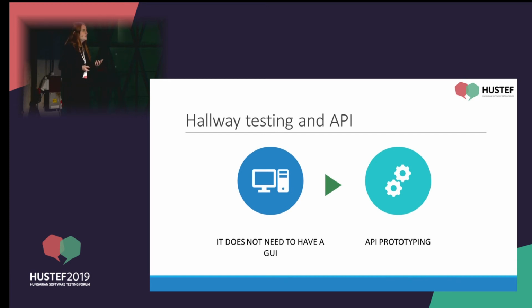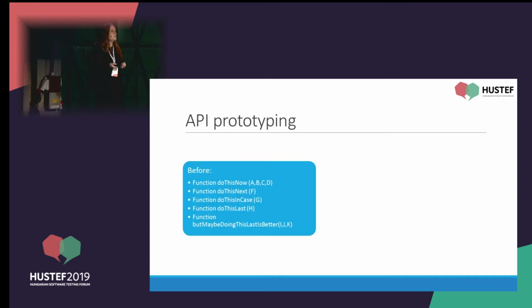If you are creating an API, application programming interface, for you, it might be pretty easy to create it that way. So you are creating a function do this, now function do this next, function do this in case, function do this last, and so on. And for you, it's pretty straightforward. You like it that way. For you, it's easy to write, easy to use, easy to implement.